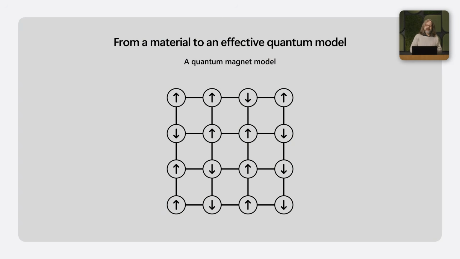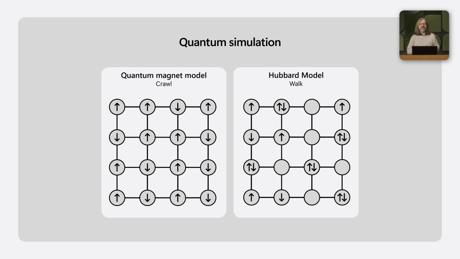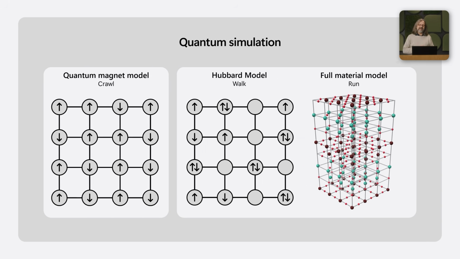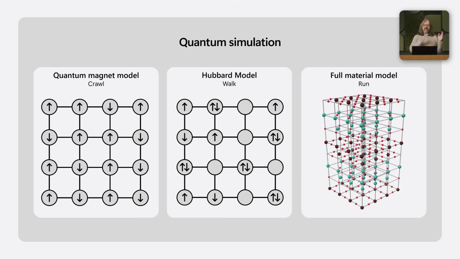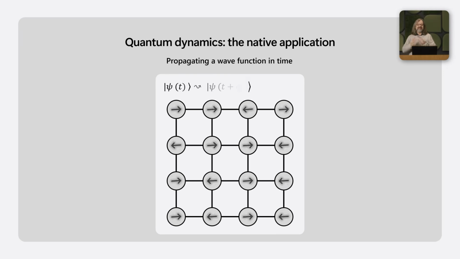So with that, we can start from simple models like a quantum magnet, go to a more complex model like the Hubbard model before we get to the full material in a crawl first, then walk, and then run approach. The next question then is, what do we want to simulate? The simplest and cheapest simulation is quantum dynamics. I take a quantum state and I propagate it in time.